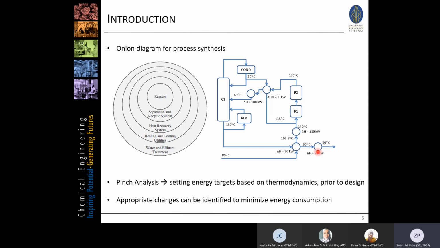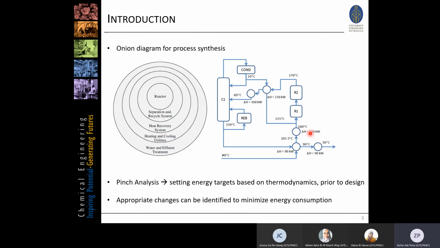So for our steam system, for example, we need 150 kilowatt from the steam, and then we are going to destroy 190 kilowatt to the cooling water. So we have our existing heating and cooling utilities using this schematic plant. And then we are exchanging 230 kilowatt and 90 kilowatt of heat. This is the heat that we are exchanging, and this is the heat that we are getting from the outside. So this is basically the current situation.